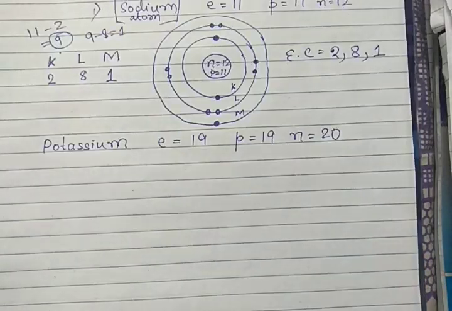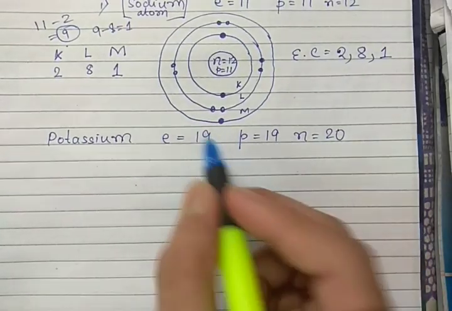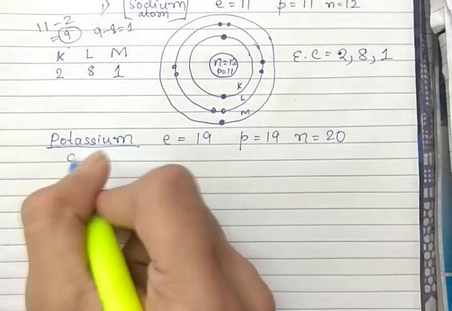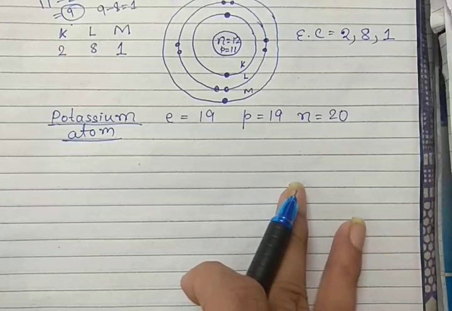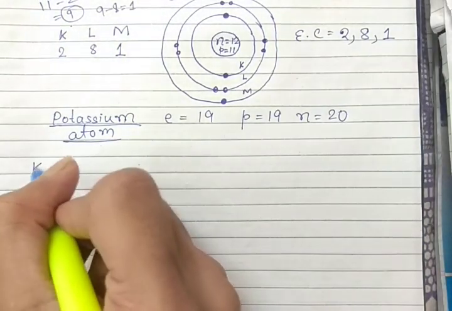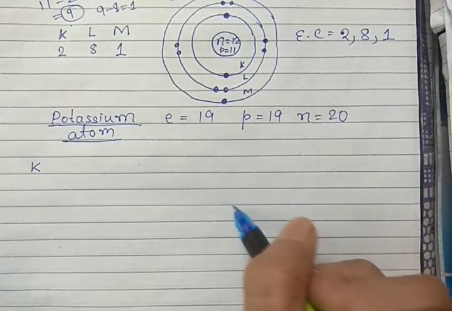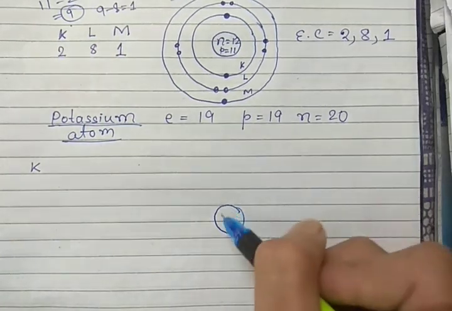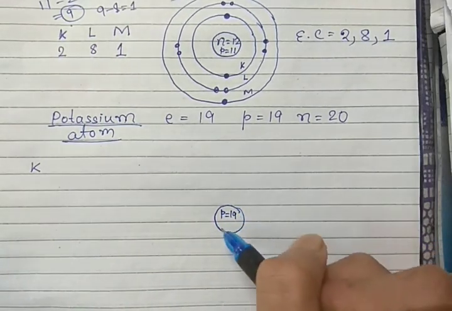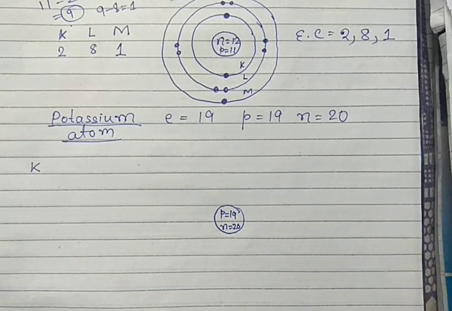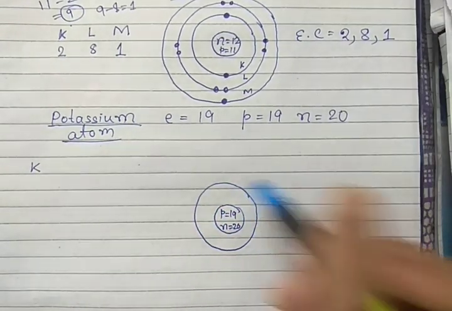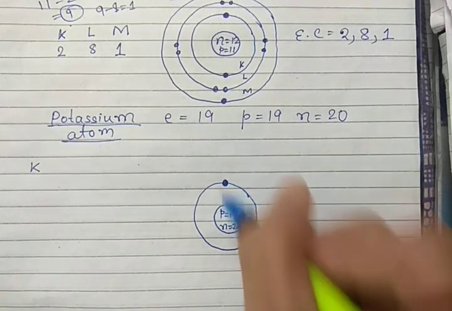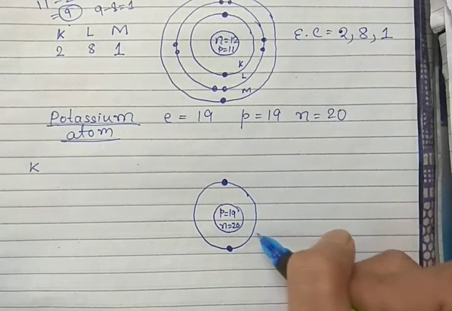Okay, so in potassium atom we have 19 electrons, 19 protons and 20 neutrons. তো চলো দেখা যাক তাহলে এখানে অ্যারেঞ্জমেন্ট কি হবে। আগে আমি নিউক্লিয়াসটাকে বানিয়ে নিচ্ছি। This is nucleus, protons equals to 19, neutrons equal to 20. Okay, so the first shell has how many electrons? The first shell will have 2 electrons.